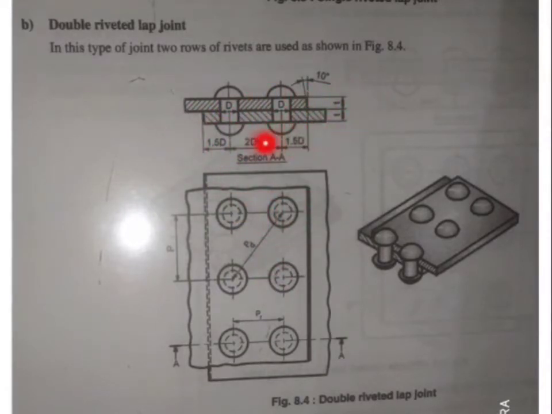These two plates, this is the bottom plate and this is the top plate, and here are the two rows. This is the front view, this is the head, and they have given the dimensions in terms of D: 1.5D, 2D plus 6, 1.5D. This is a bevel of 10 degrees with respect to vertical, and this is the pitch distance they have given here. The section taken is a full section. This is the double riveted joint, only one row is increased, and the width of the plate is increased.